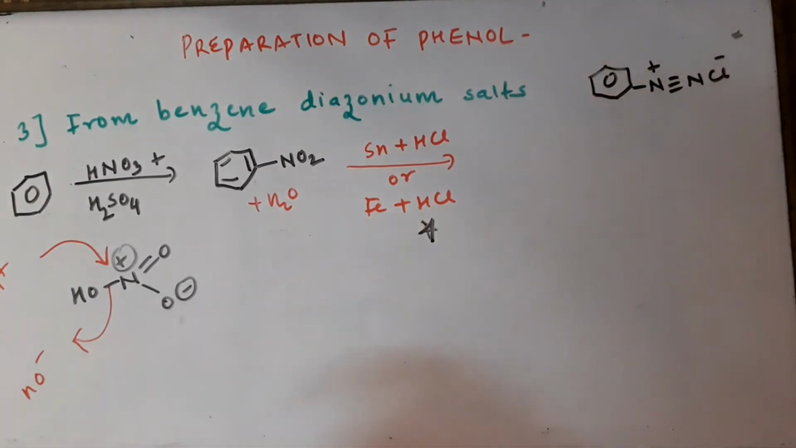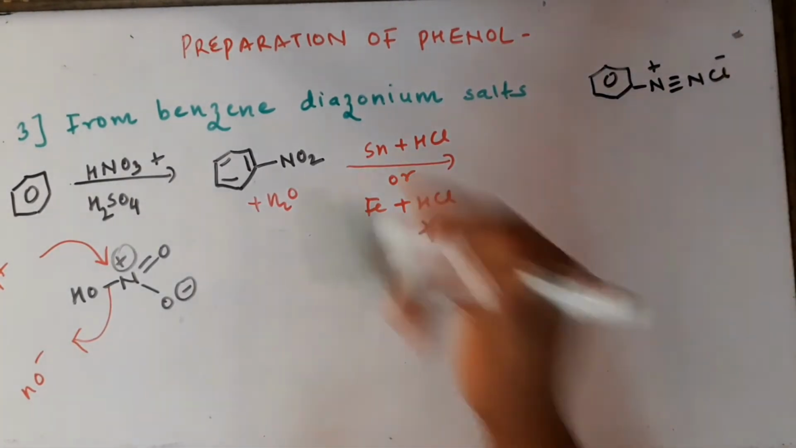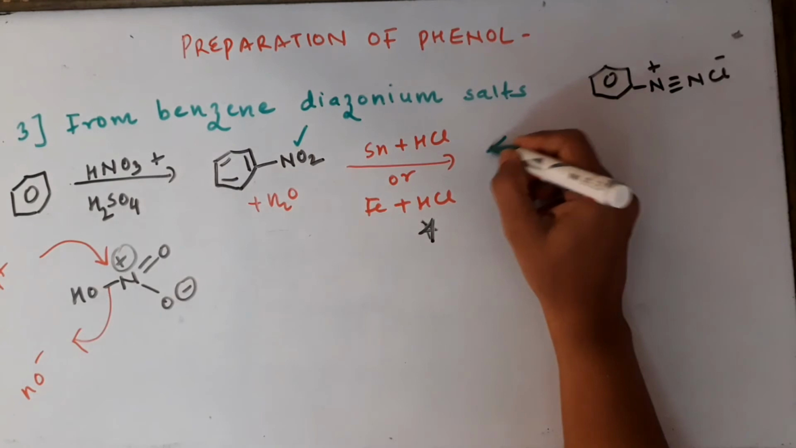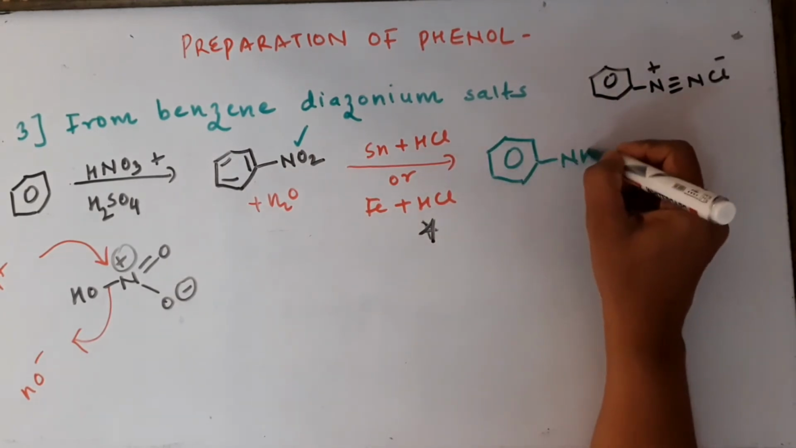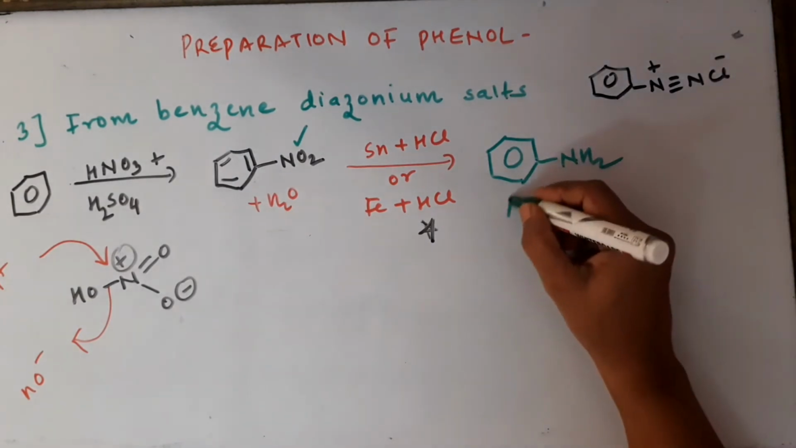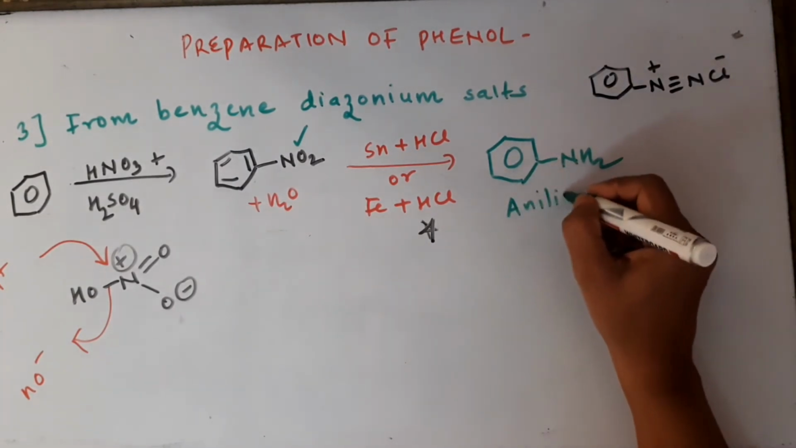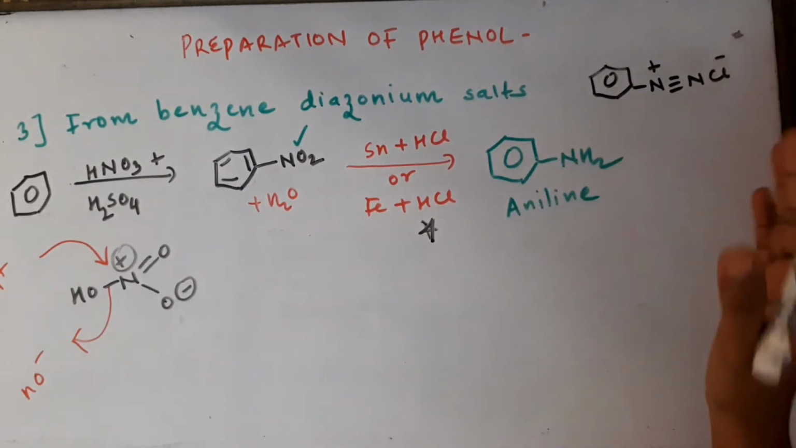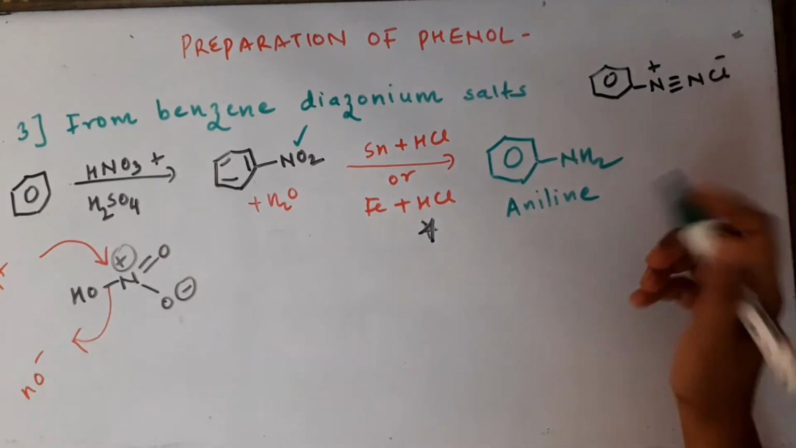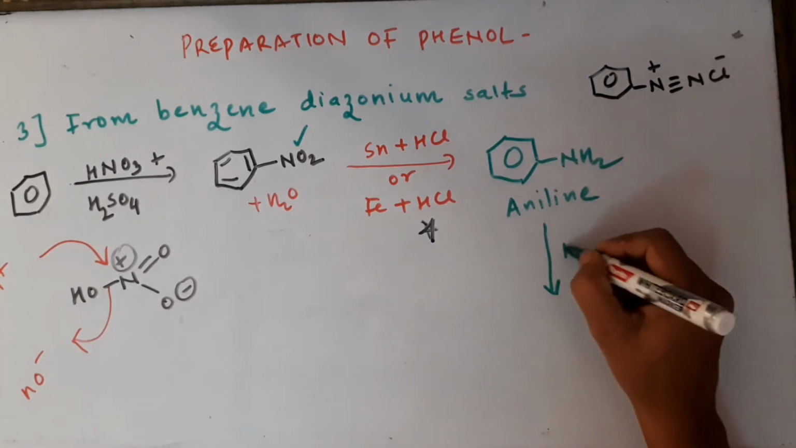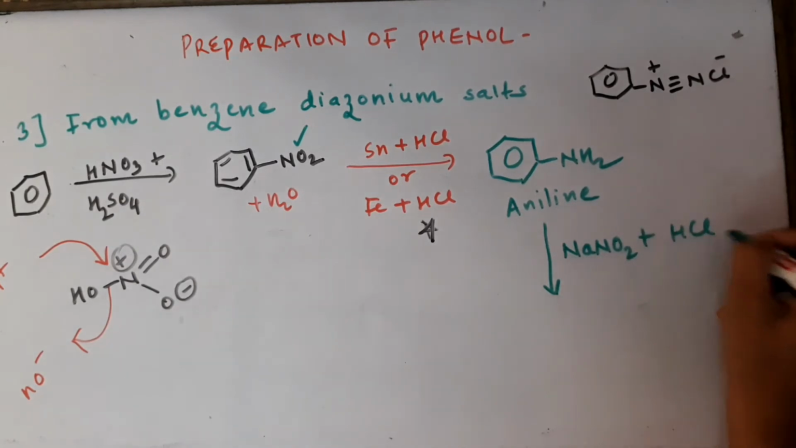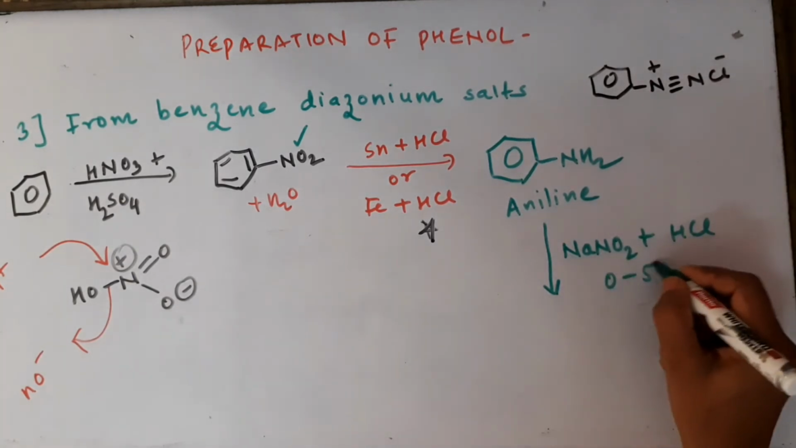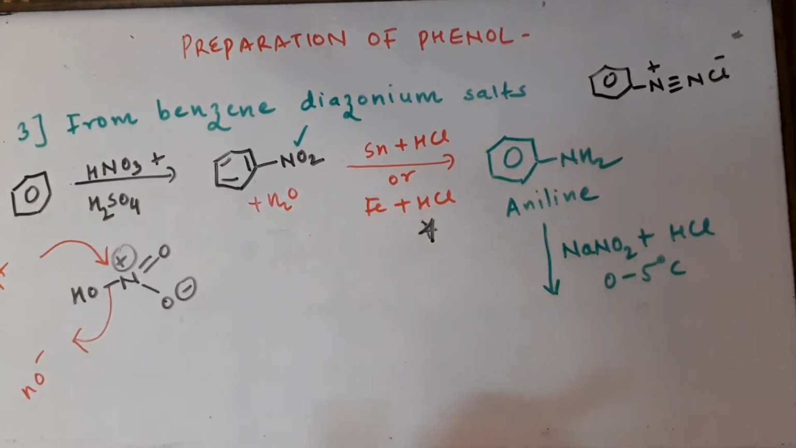Okay. Now, what products will be formed? Oxygens will be removed from here because you are reducing it. So you will get NH2 instead of NO2. Here you get the simplest aromatic amine, the simplest aromatic primary amine. We will treat this with sodium nitrite plus HCl at a very low temperature, 0 to 5 degrees Celsius.